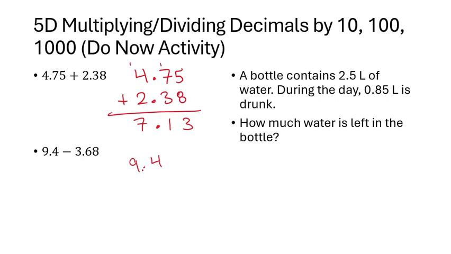Now I got 9.4 minus 3.68. Just remember the rule here, just line up the decimal points, okay? That's what really matters the most. Everything else will come naturally.